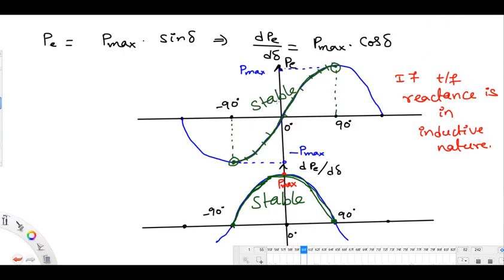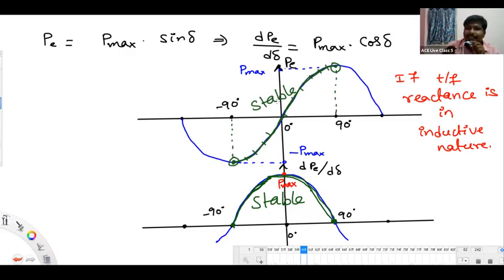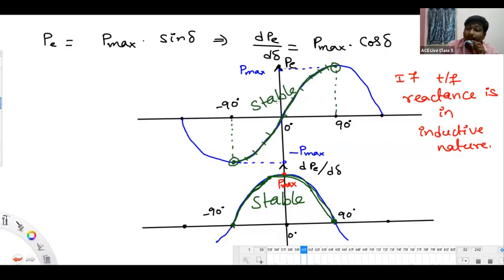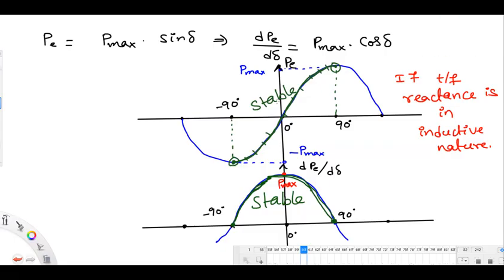Let us take 60 degrees. If you take 60 degrees, the power flow is very less compared to P maximum. The system has good stability under steady state, meaning for small disturbances. But if there is a large disturbance on the system, then the system may lose synchronism.